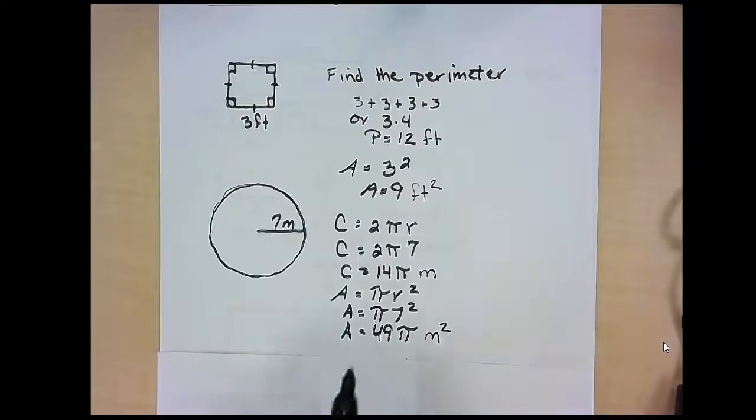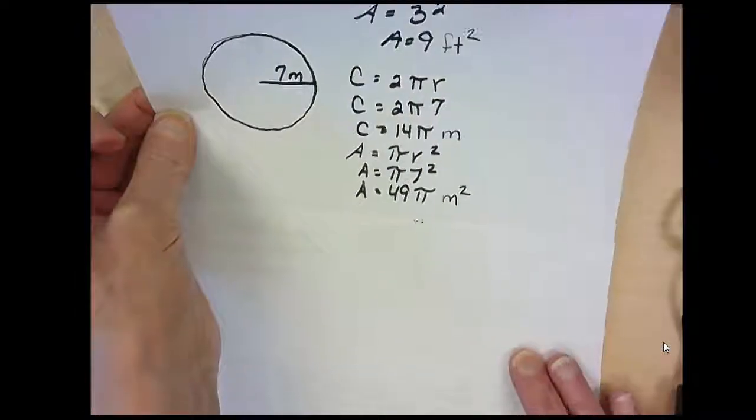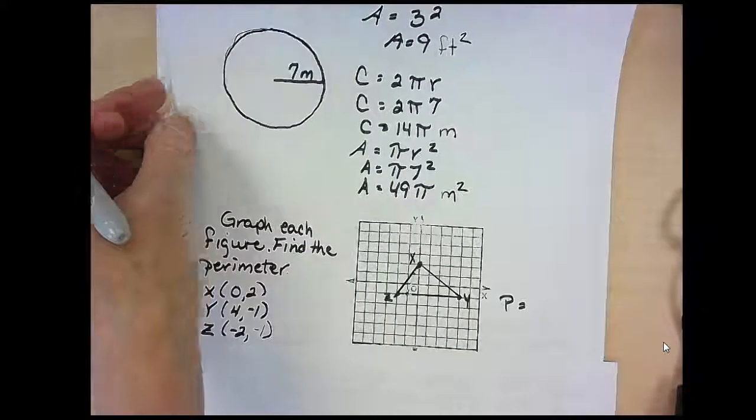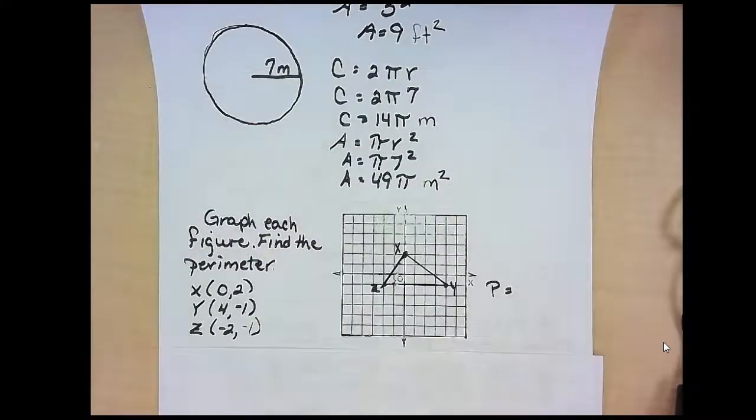You don't have to put 3.14 in for pi. They just want you to leave all your numbers in terms of pi. Okay, so then they change it up a little bit and make you graph.